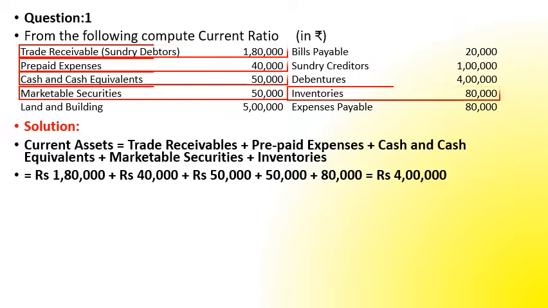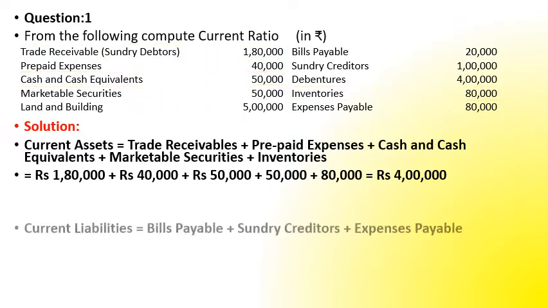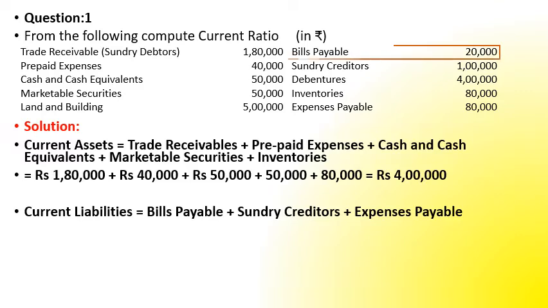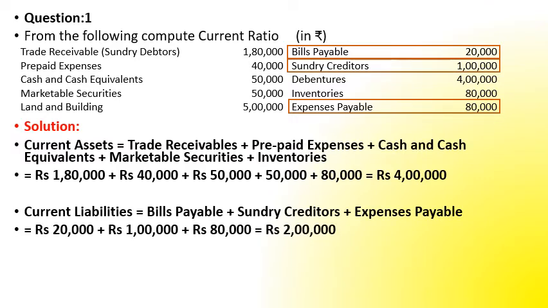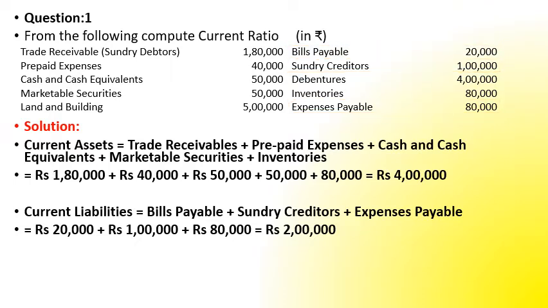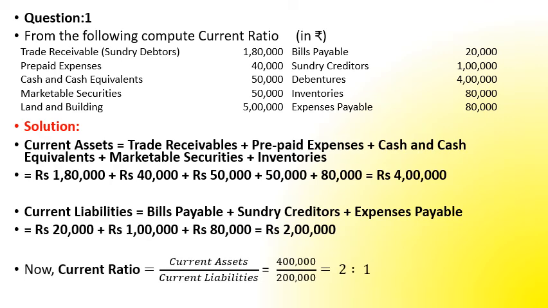In the same way, we will go for current liabilities. The current liabilities are bills payable plus sundry creditors plus expenses payable, that is outstanding expenses. If you take this value, it will come to 2 lakh rupees. The current ratio is therefore current assets by current liabilities, that is 4 lakhs by 2 lakhs, equal to 2:1. So this question is very simple. We'll go on to solve some other questions.